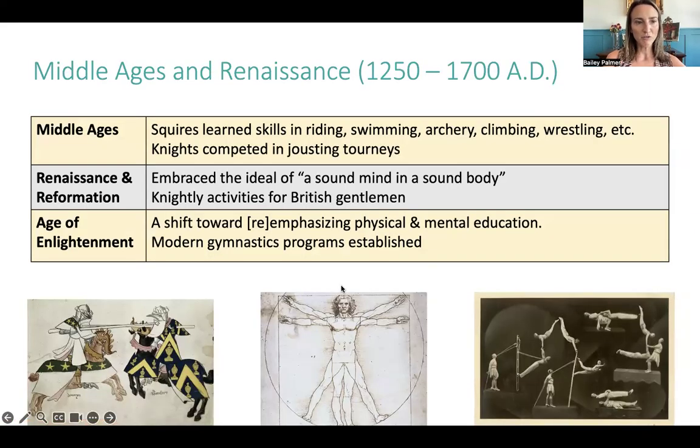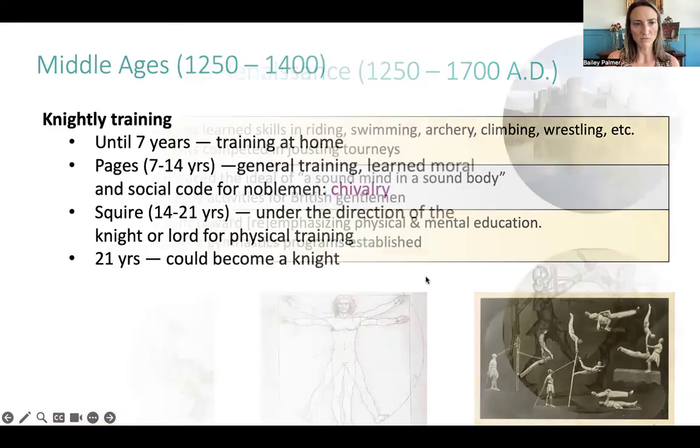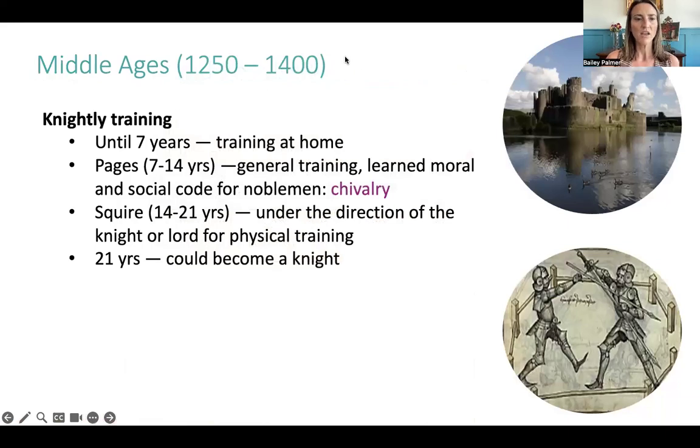More about moving into the Middle Ages, Renaissance, Reformation, Age of Enlightenment. You can see we're getting to 1250 to 1700 AD. Now I want you to think of the movie A Knight's Tale, these squires, these knights competing in tournaments. Then we move into the Renaissance age, where we shift more to artistic type ideals. And then in the Age of Enlightenment, we get into some gymnastics programs. And so let's first start in the Middle Ages.